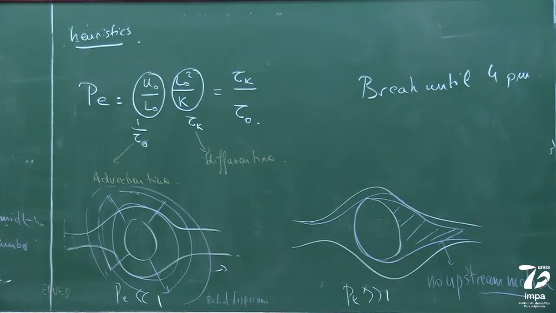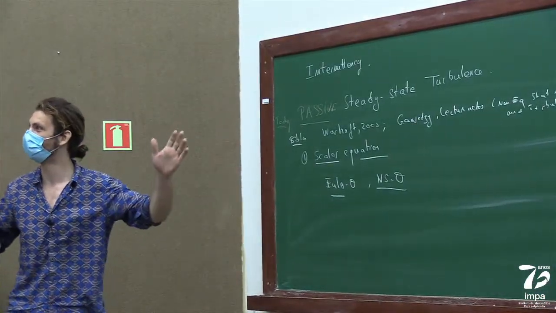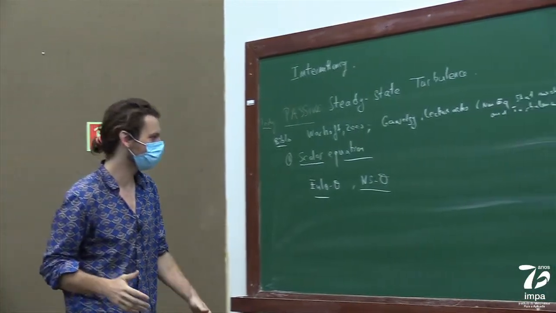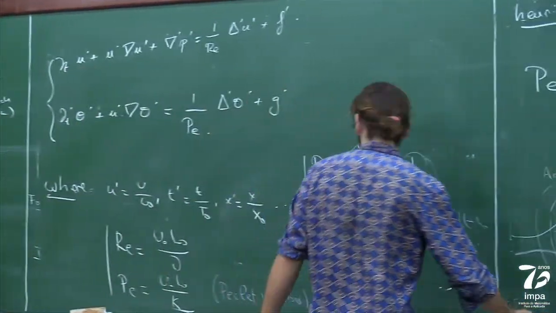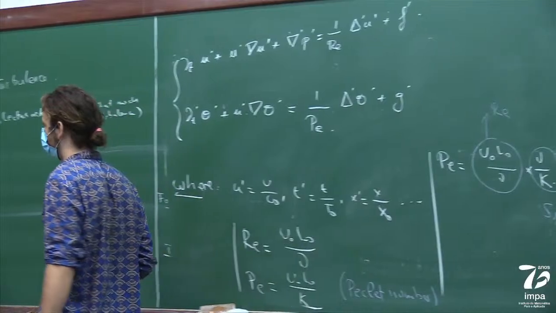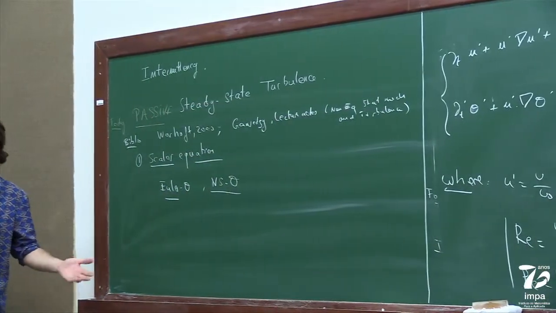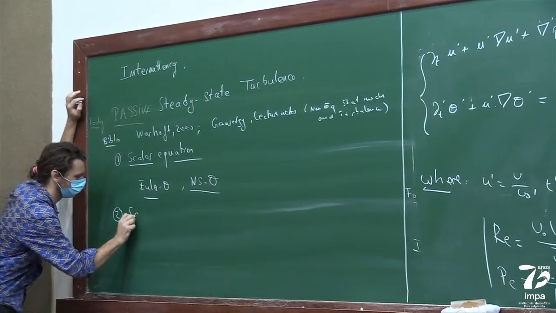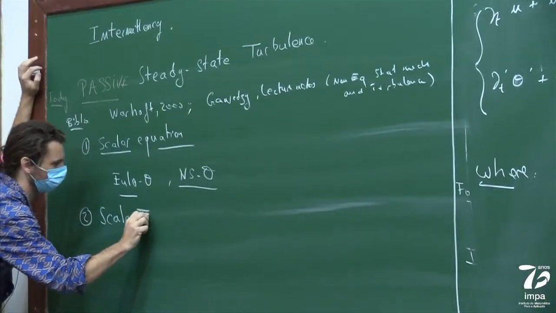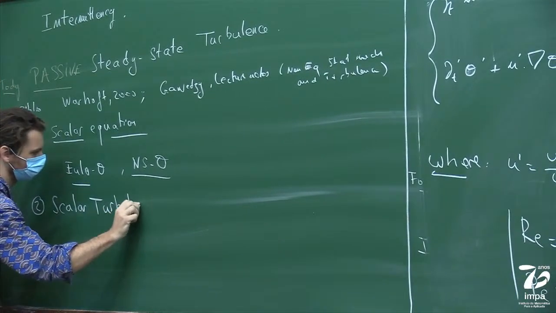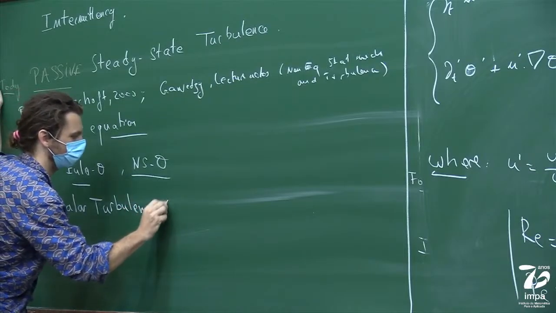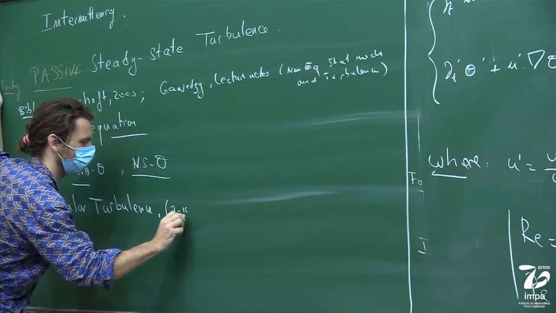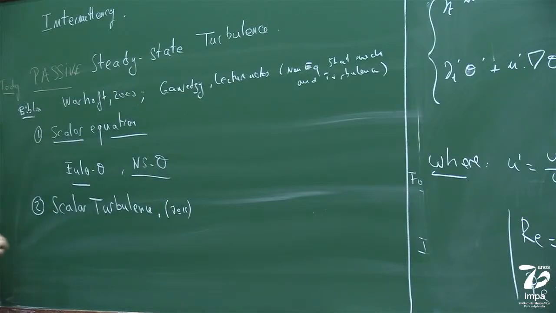All right, so now that we have covered some basics on what those equations are, the scalar equation, let us talk about the subject that we care about, today at least, which is the subject of scalar turbulence. Which essentially we will have a new kappa. We'll discuss that later.